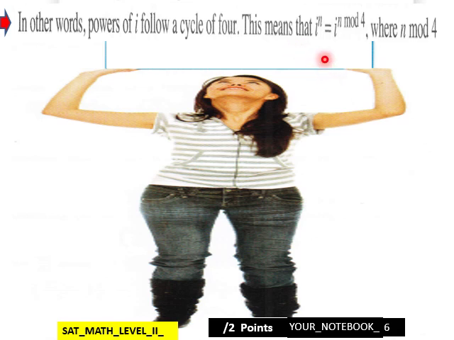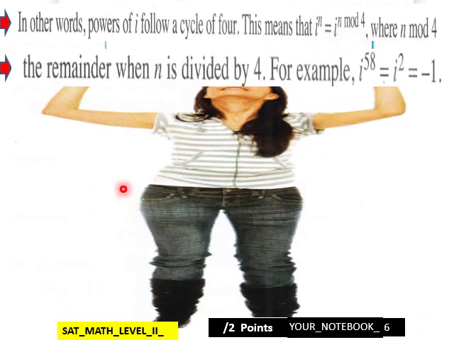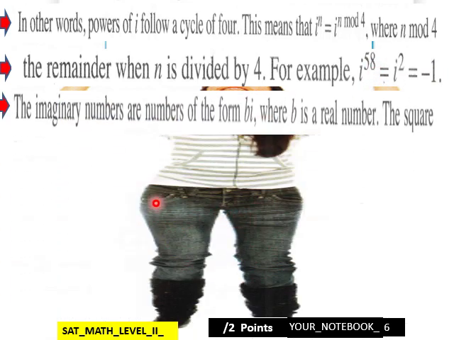This means that i to the n equals i to the n mod 4, where n mod 4 is the remainder when n is divided by 4. For example, i to the 58th will equal i squared, which equals negative 1. So basically you can reduce this as an even number, so it'll be a square, because 2 times 29 equals 58. So it can be reduced to i squared, which is negative 1. So i to the 58th power will be negative 1.